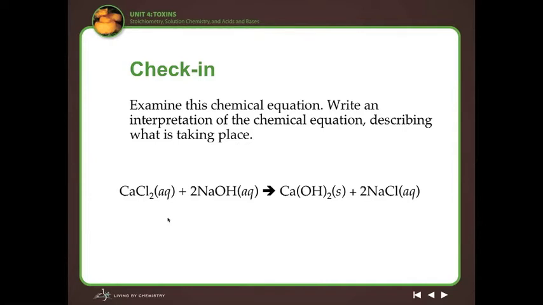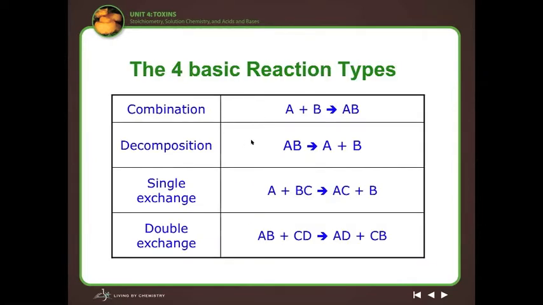calcium chloride. So there are 4 basic reaction types: combination, decomposition, single exchange, and double exchange. Combination reactions are when things combine. So if I have substance A and substance B reacting together and I get 1 product, that's a combination reaction. Decomposition is the opposite. I start with 1 substance, AB, and it breaks apart, decomposes to form substance A plus substance B.